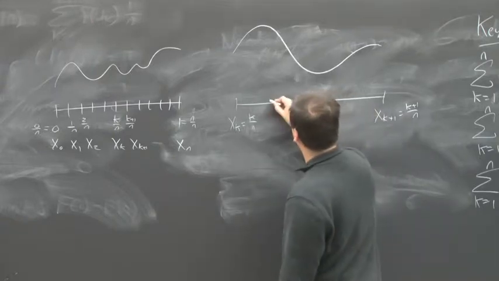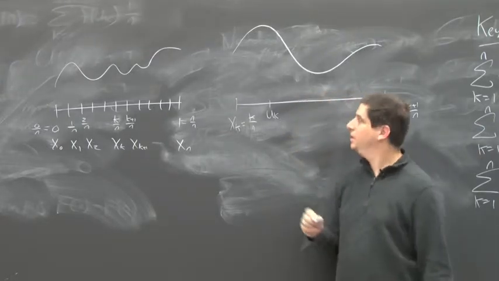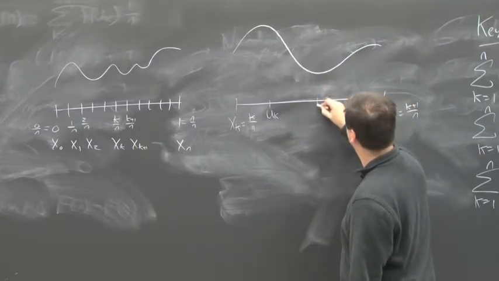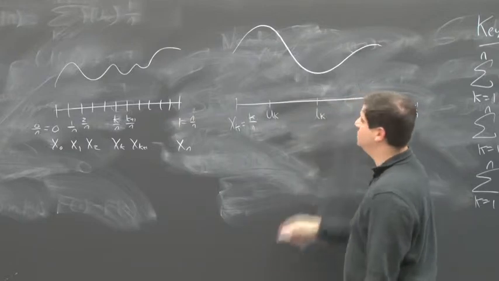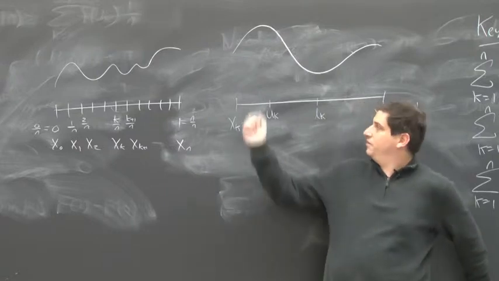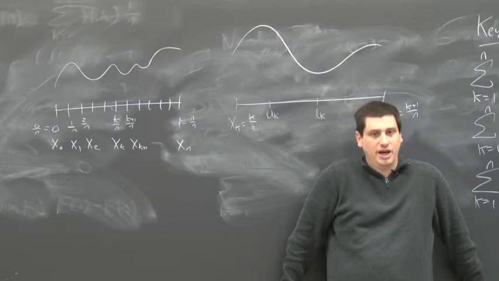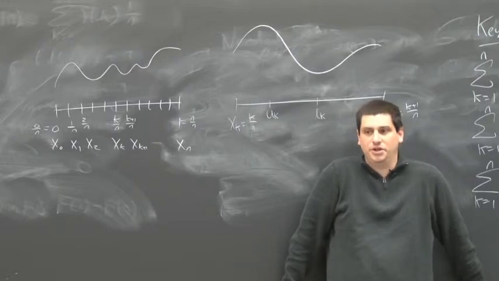I'm going to call the point where my function is largest uk, because I'm going to be using it for my upper sum. And I will call the point where my function is smallest lk, because I'm going to use it for my lower sum. There could be multiple points where the function is largest or smallest. The function might be constant on the interval, in which case any point would work, and the maximum value would equal the minimum value. But there have to be some points.